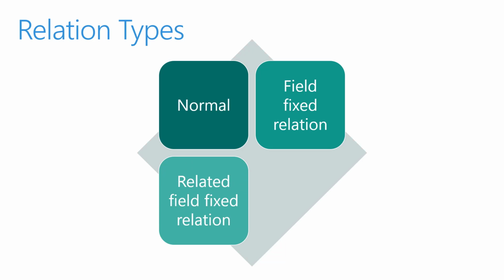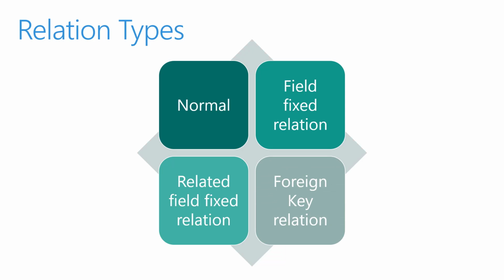We also have a related field fixed relation. This is used to specify field restrictions in a related table. Like field fixed relations, it is usually used in conjunction with other relation types. Firstly, in the related field property, we would want to select the field in the related table which we want to restrict. Secondly, in the value property, we would enter the filter value of the selected field. This causes only records in the related table that match the field value to be related.